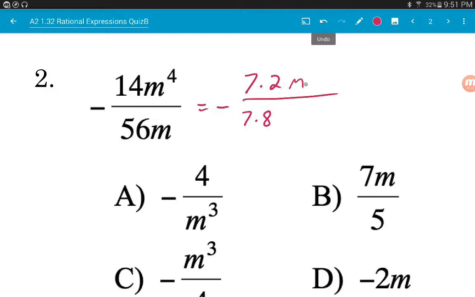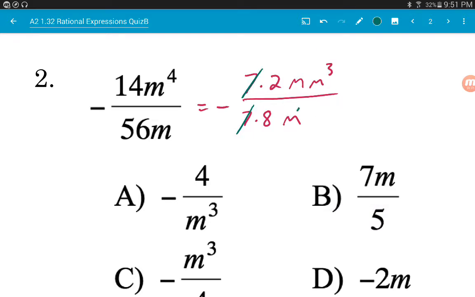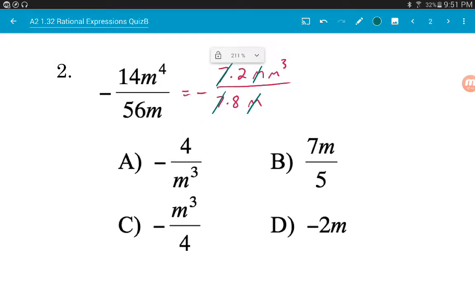On the top I have m to the 4th, so I'm going to break it up like that. I have a single m on bottom, and cross these out, 7 and 7, m and m. My answer is going to be 2m cubed over 8. Wait, that's not right. 2 and 8 can still be simplified. So what I can do is 2 divided by 8 is also equal to 1 over 4. So I've got m cubed, the negative, over 4.